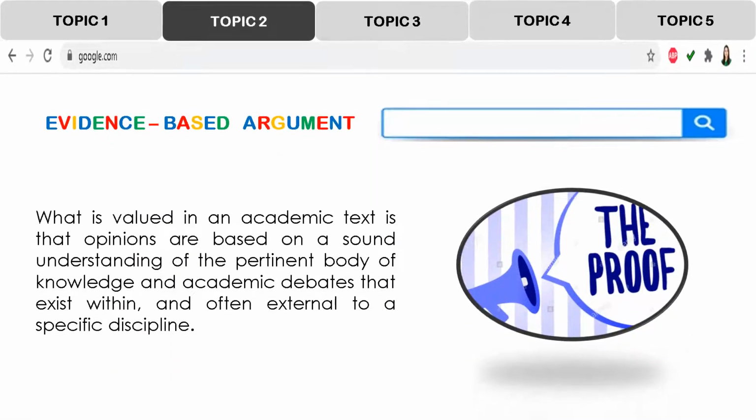The next one is evidence-based argument. What is valued in an academic text is that opinions are based on sound understanding of the pertinent body of knowledge and academic debates that exist within and often external to a specific discipline. Ungrounded statements are discouraged in academic writing. Therefore, everything that you want to say must be backed up with evidence that supports your claim. So, is everything clear for you? Very well. Let's move to the next step.